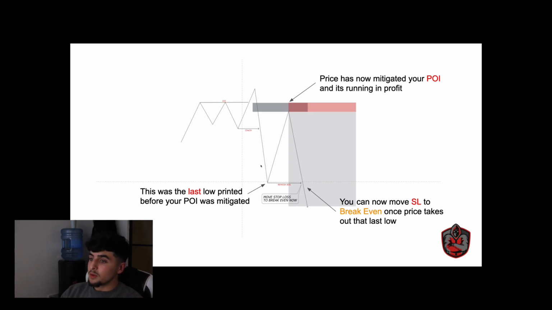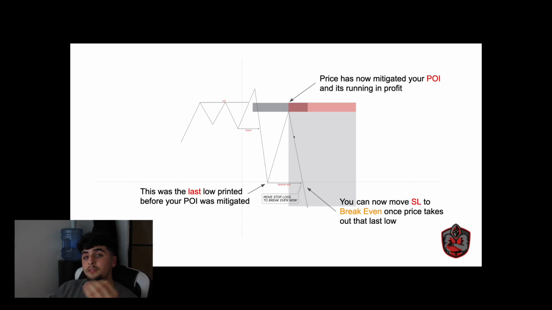So price has now pulled back into this area of supply and you've jumped in sales. Your trade is now running in profit, but when do you move your stop loss to break even? Identify the last low before price mitigated your area of supply. As you can see here, this was the last low printed before your point of interest was mitigated, right? So keep an eye on this last low. Price pulls back, mitigates your supply, and starts to go in your intended direction, right?